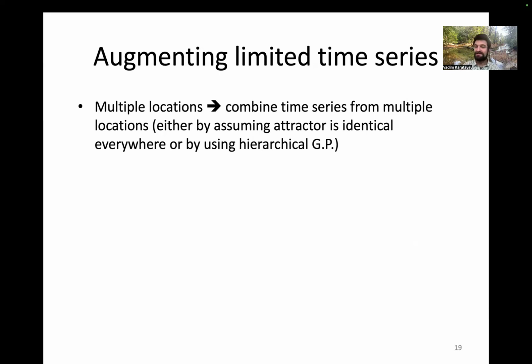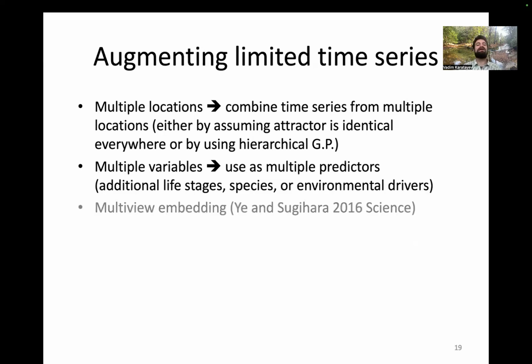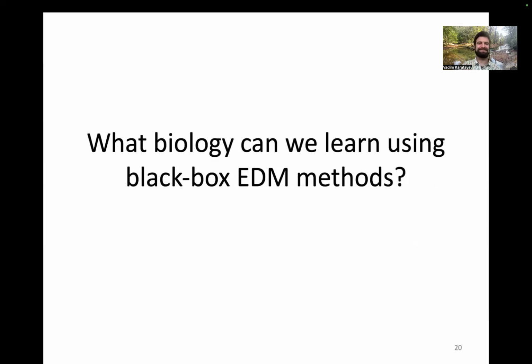If you're using Gaussian processes in EDMs, you don't have to do that. You can allow the model to include differences in the dynamics and the attractor in different locations in hierarchical processes. You can also plug in multiple variables if you have more than one time series in the system. That can sometimes help. And there's also a fairly complicated thing called multi-view embedding. Sometimes it helps, but I won't get into that here.